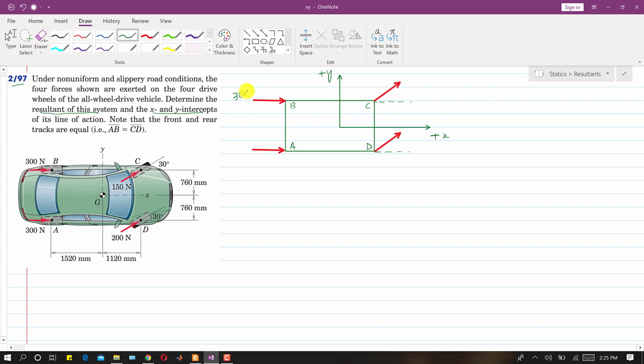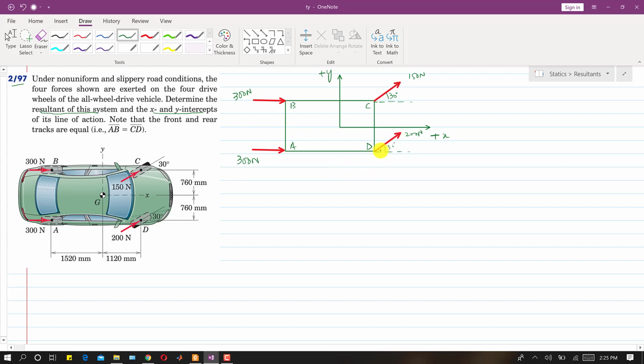This is the 300 Newton force. This is also 300. This one is 150 Newton and this one is 200 Newton. And these are making 30 degrees with the horizontal.